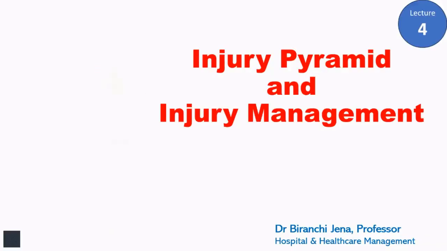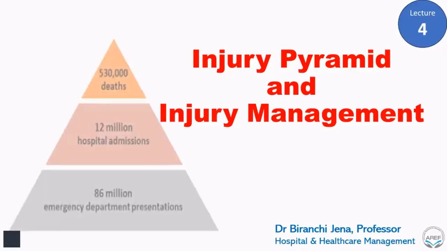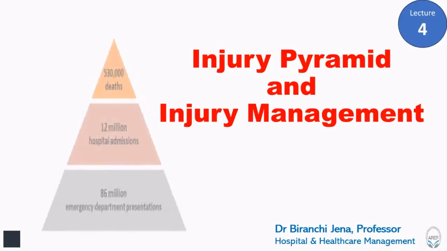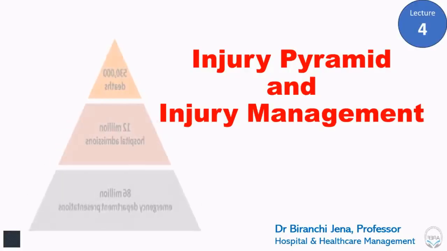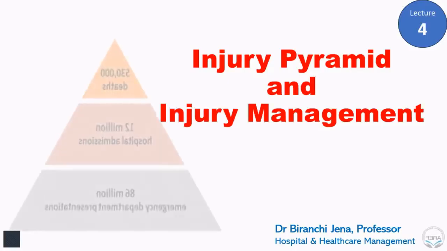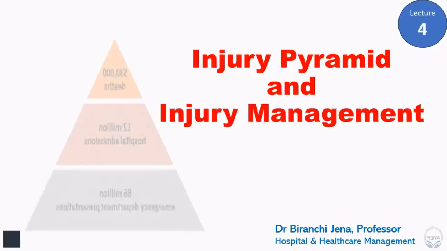Various mechanisms of injury could be road traffic accident, fall from height, or blunt injuries from any weapon. So the mechanism could be anything, but the intensity of the injury is very, very important to understand. So we'll be using a tool called the injury pyramid to understand that. And also we'll understand a little bit of the management perspective of how those injuries can be addressed in a community setup.